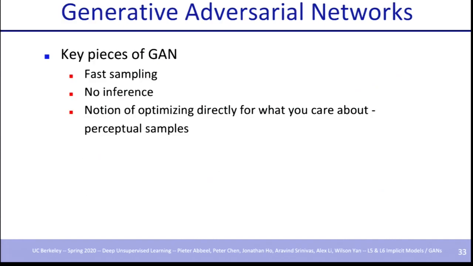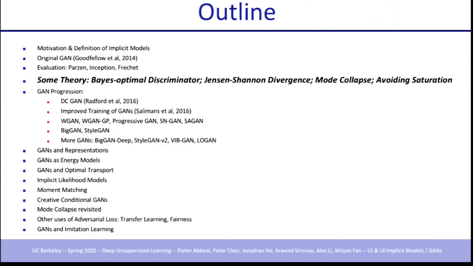So, key pieces of GAN are fast sampling. You just go sample a Z from Gaussian or uniform and then turn it through a neural net into a sample. We're not doing inference, so we're not going the other way, not anything we've described so far. Next week, we will look at how we might be able to go the other way, but for now, haven't looked at that. And then the notion of optimizing directly what you care about, which is perceptual samples. That's what's in the optimization objective, which is a minimax game.